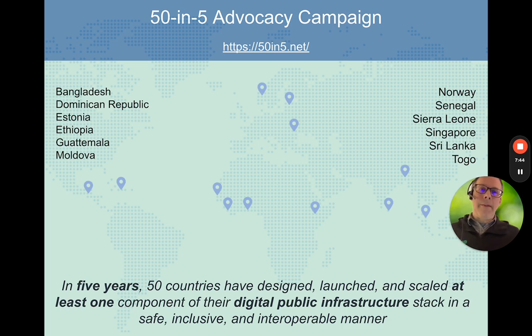Now, the 50 and 5 advocacy campaign fulfills the goal of motivating countries to adopt digital public infrastructure. Just reading verbatim, in 5 years, 50 countries have designed, launched, and scaled at least one component of their digital public infrastructure stack in a safe, inclusive, and interoperable manner. That one component is probably identity. 12 countries have signed on to this initiative.